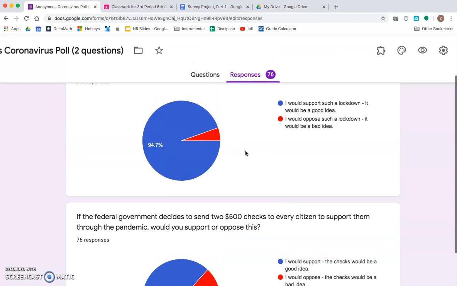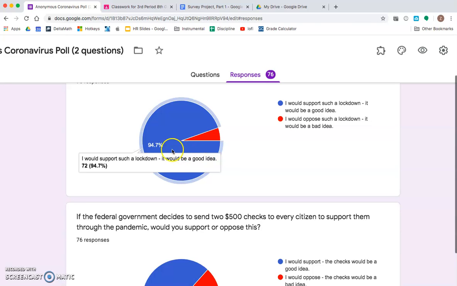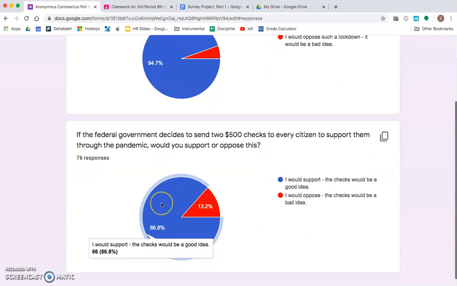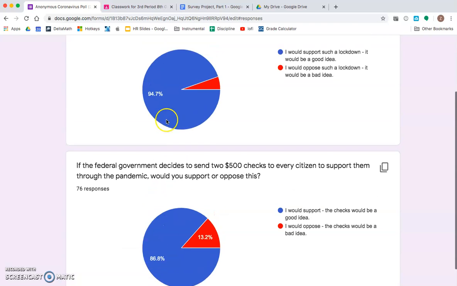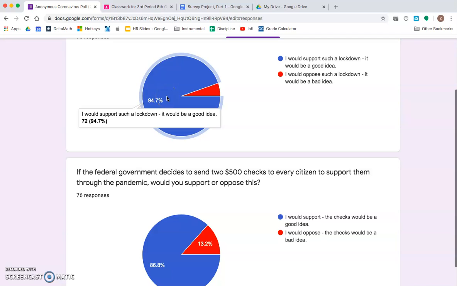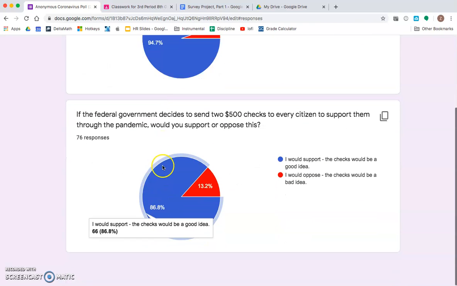This is not saying that 94% of people in the U.S. think that the lockdown is a good idea, or that 87% of people in the U.S. think that the checks would be a good idea. This is 94% or 95% of Mr. Alford's friends thinking that lockdown would be a good idea, and 87% of Mr. Alford's friends thinking the checks would be a good idea.